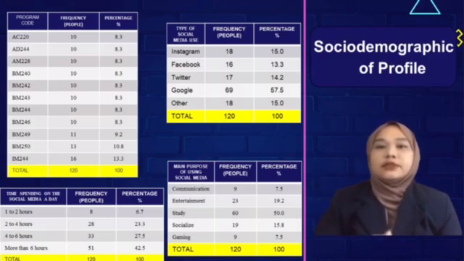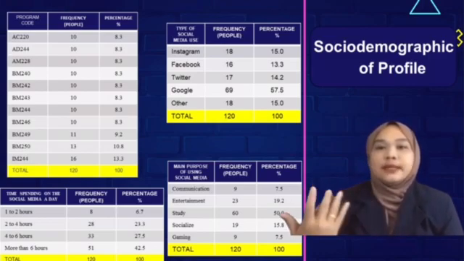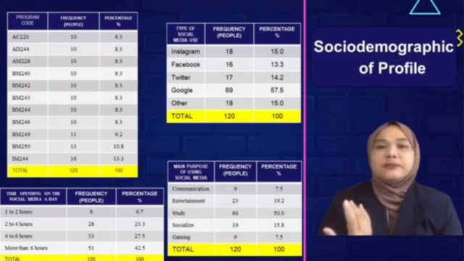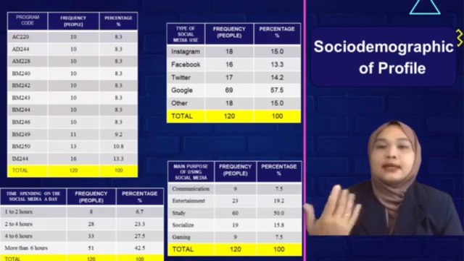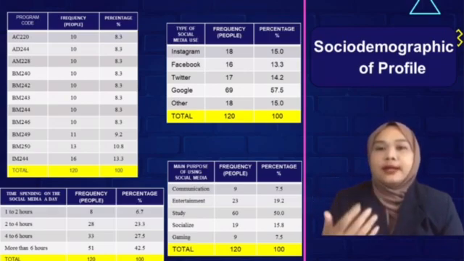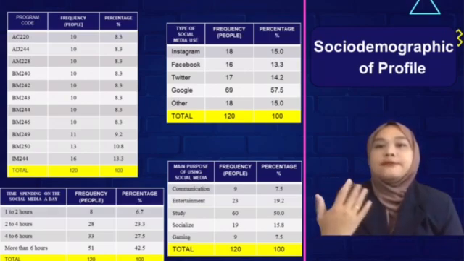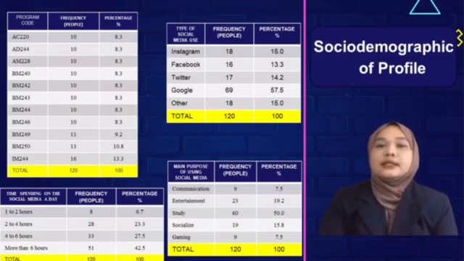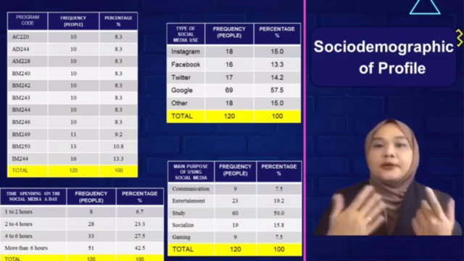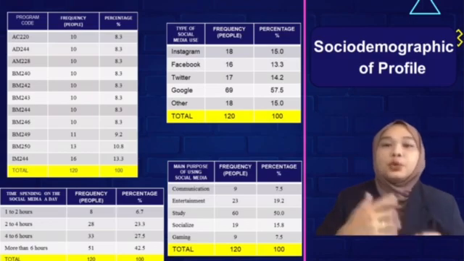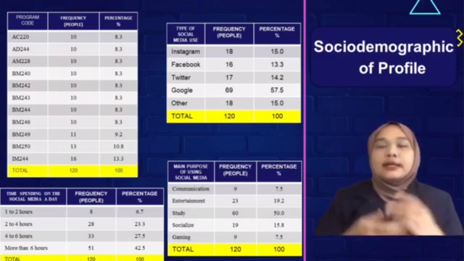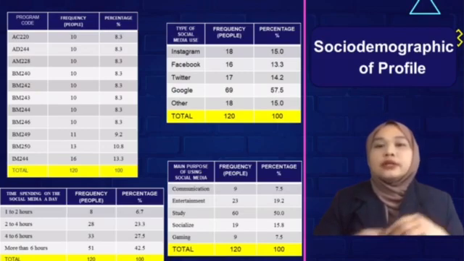The next section of the demographic profile is types of social media used. As stated, the majority of the respondents, 57.6%, used Google. Meanwhile, 14.2% used Twitter. However, the lowest rate was 13.3%, for Facebook. Meanwhile, Instagram was used by 15.0% of the respondents.